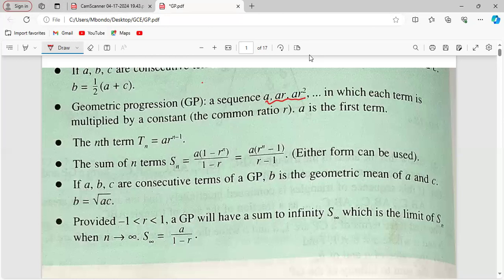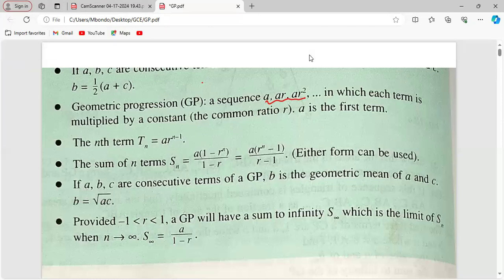Geometric progression is a sequence where, in order for you to get the next term, you need to multiply by the constant. If you remember, in the case of an AP, to get the next term, you need to add the constant, which we called the common difference. So that constant, in the case of GP, is called a common ratio, and it is denoted by the letter R.